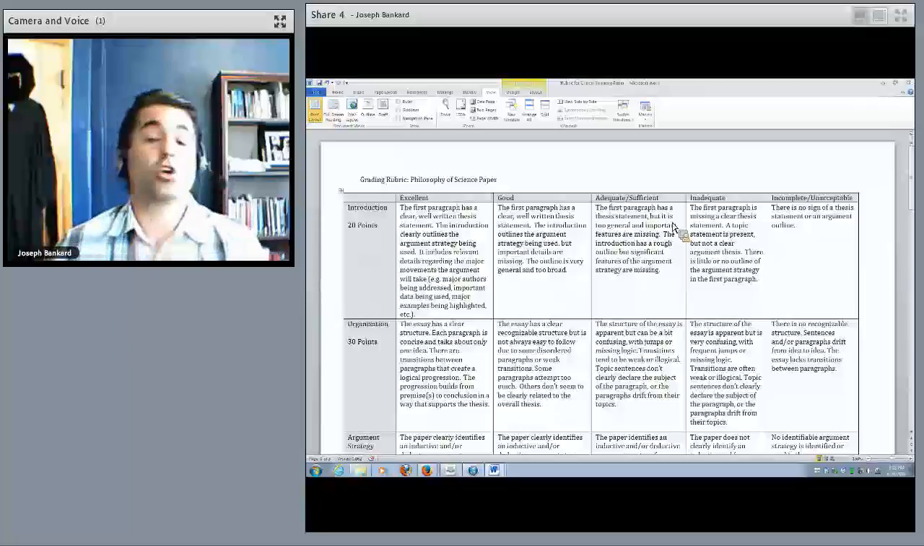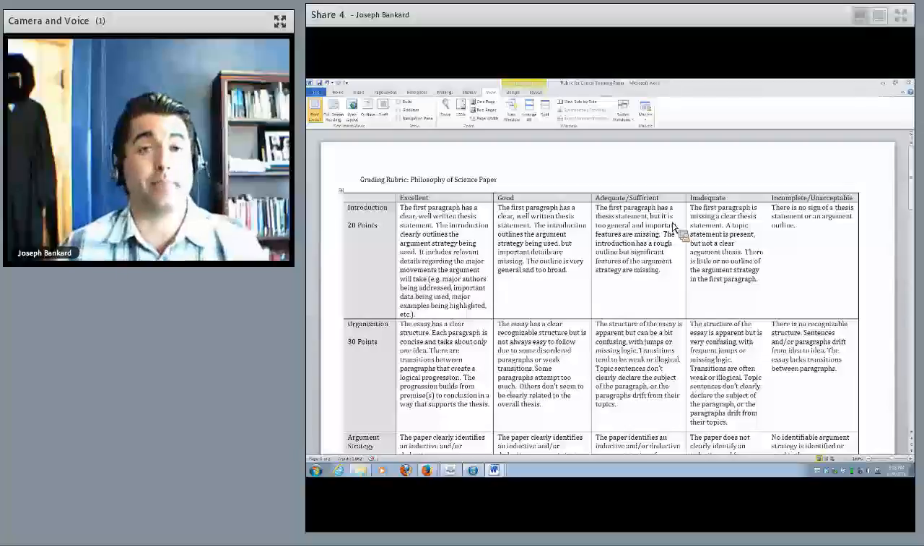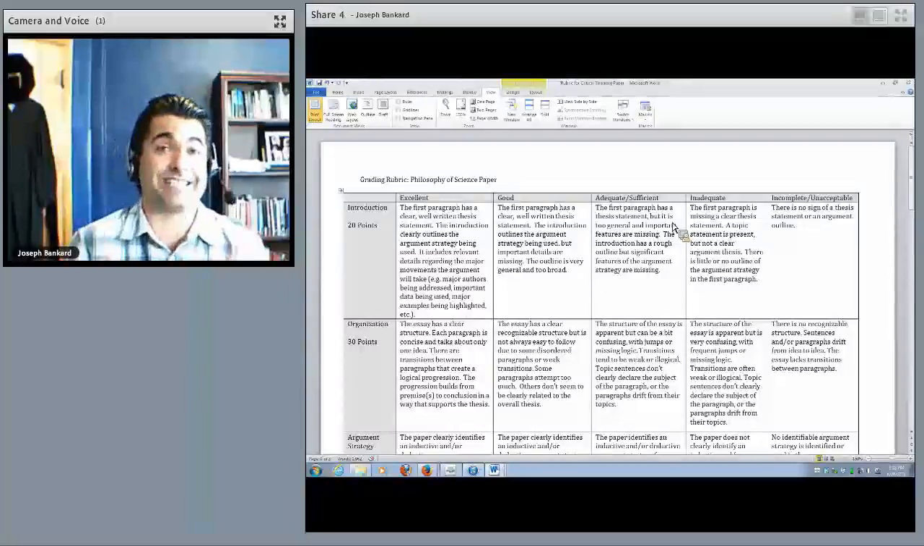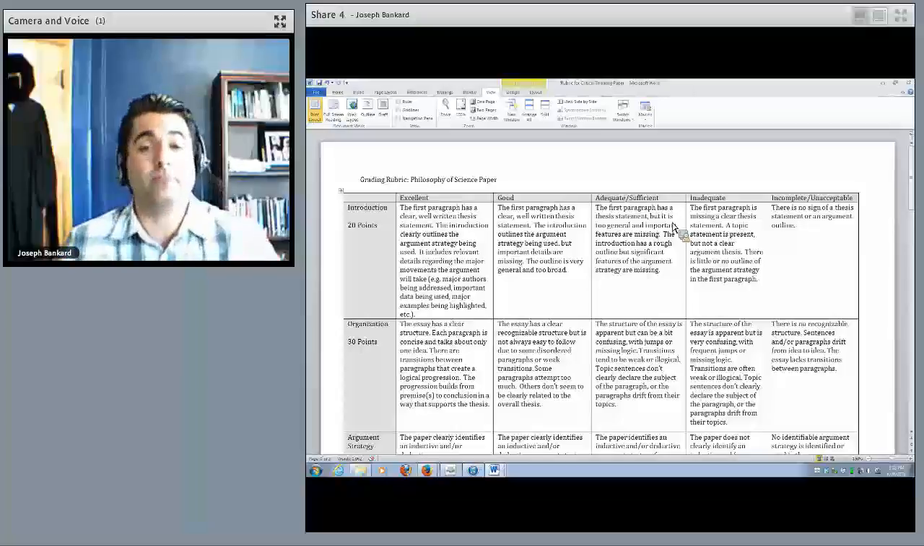Again, go on to Canvas, look at the exemplar papers I post. That's going to help you with what I mean by an introduction, by good writing, and by a consistent, clean argument.